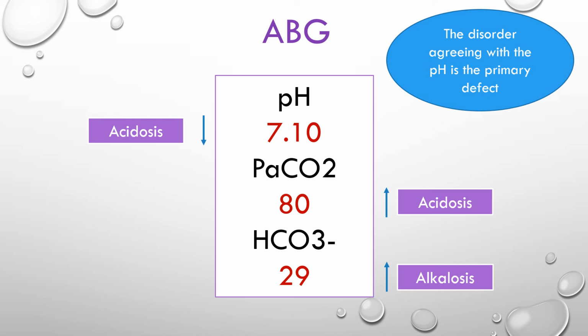That was all about the basic ABG interpretation, identifying the primary acid-base disorder. In the next video, we will talk about compensation in detail.